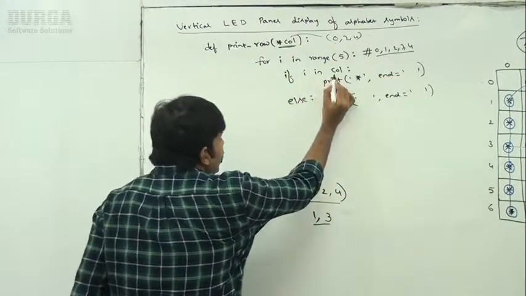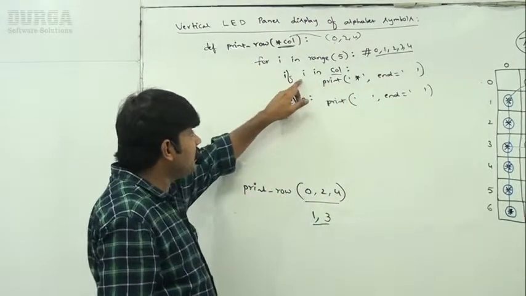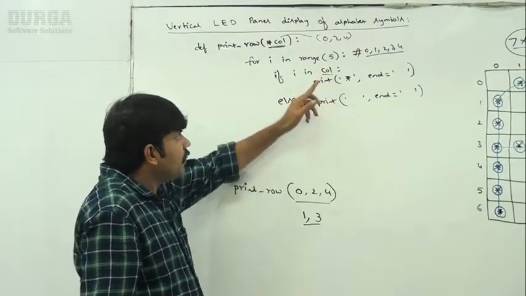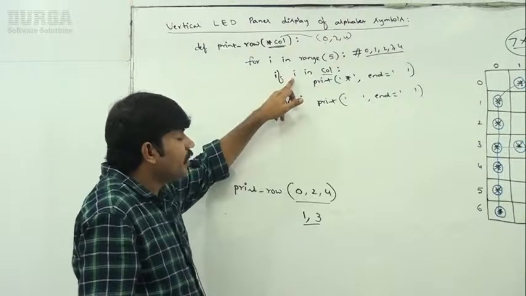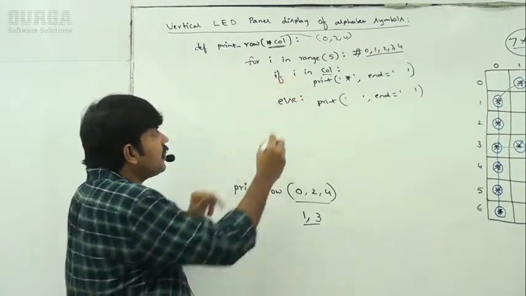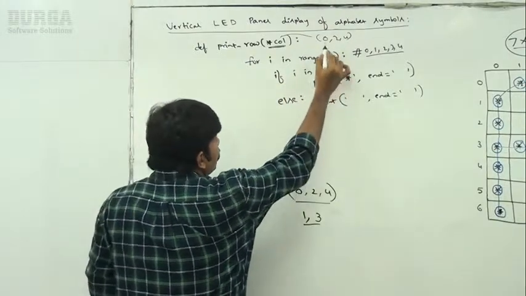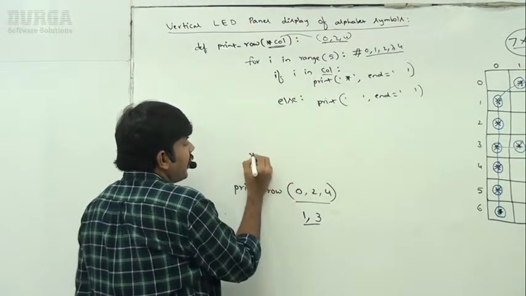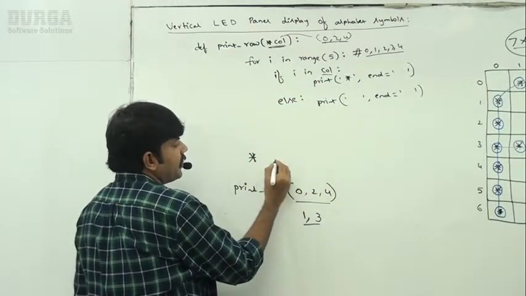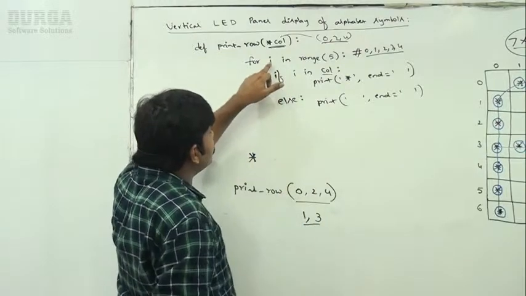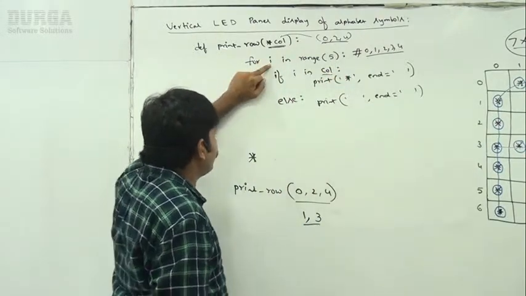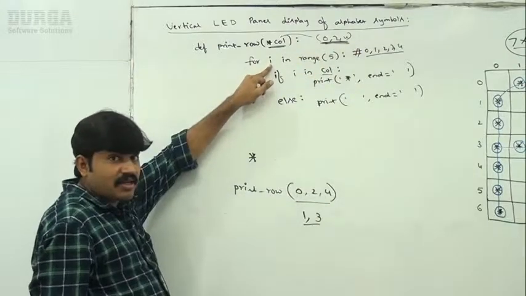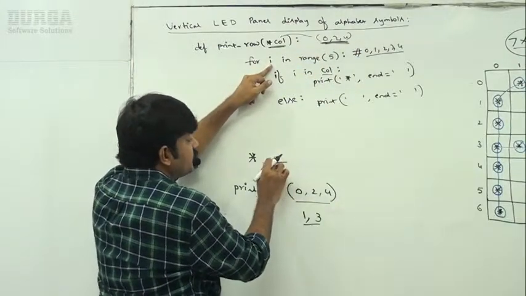If I in call, okay, in your columns, I value is there. What is the first value? 0. Sir, first I value 0. Is 0 in the list or not? Yes, it is there. So print a star symbol, and then the separator. Next, second I value 1, sir. 1 is not there in our list. If 1 is not there in our list, print a space, sir.